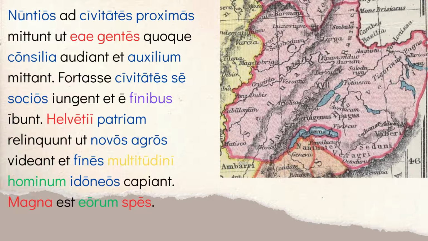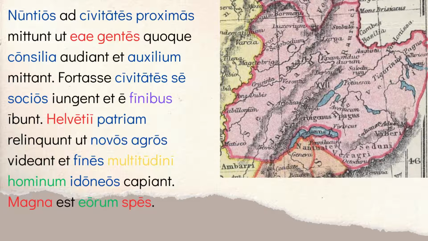Then you have fortasse civitates se socios jungent et e finibus ibunt, okay? So you have perhaps, right, meaning it's still talking about the people and sending help. Perhaps the states, civitates, will join themselves as allies, right? Jungent is the joining verb. They will join themselves as allies, not might. So se socios, meaning join with the Helvetii. And they will, future tense, so jungent and ibunt are both future tense there. They will depart from their own lands, e finibus, from their borders or from their lands.